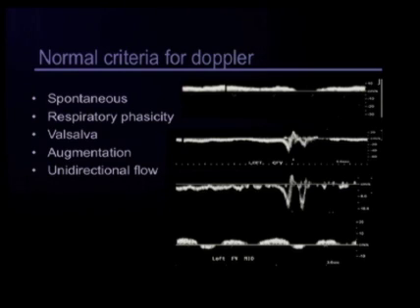Flow can also cease with Valsalva. Valsalva is deep inspiration followed by bearing down. It can result in cessation of blood flow in large and medium-sized veins. But this documents patency between the Dopplered portion and the thorax.